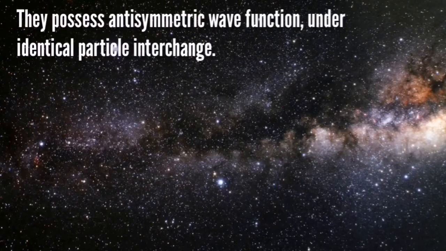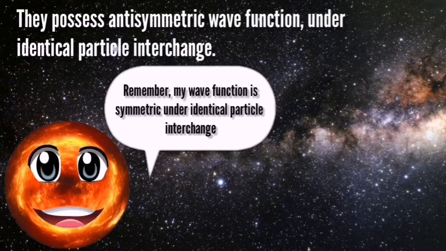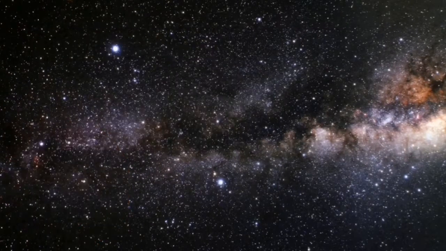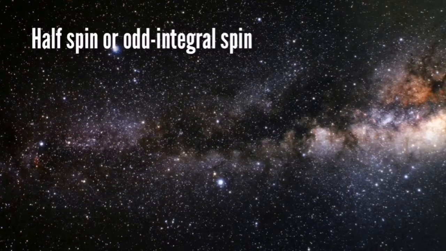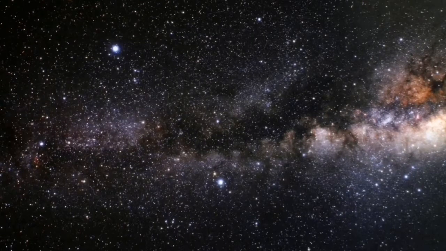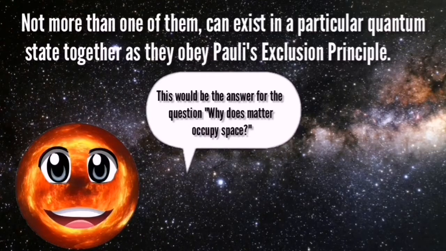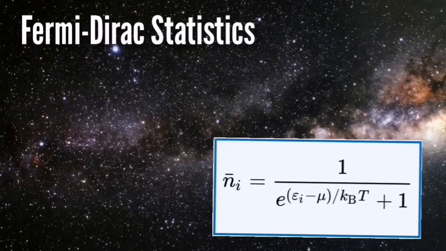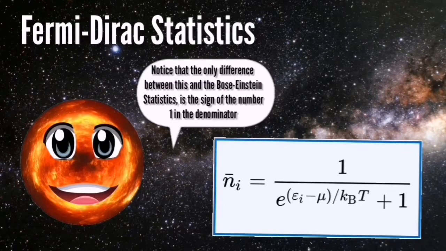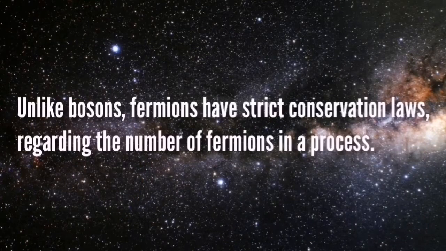They possess an antisymmetric wave function under identical particle interchange. They also have half-odd integral spin values like 1/2, 3/2, etc. Not more than one of them can exist in a particular quantum state as they obey Pauli's exclusion principle. The Fermi-Dirac statistics, which is a counterpart of Bose-Einstein statistics, applies exclusively to fermions. There are also strict conservation laws regarding the number of fermions in any process.